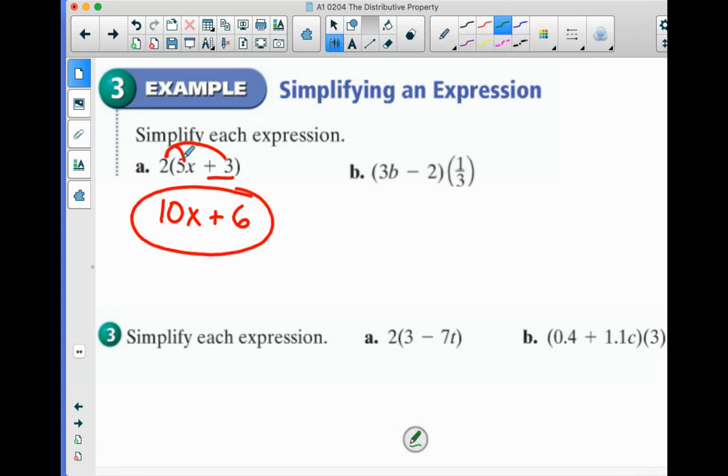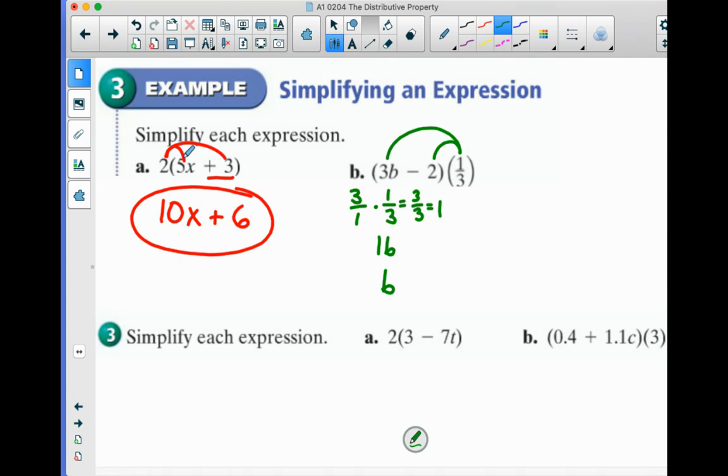And then the next one, we've got a fraction, and it's at the back end, but it does the same thing. We're going to multiply it by both of these terms. So if we are doing 3 times 1 over 3, 3 times 1 is 3, 1 times 3 is 3, 3 over 3 is 1. So 1/3 of 3b is just 1b, which we're just going to write as b.